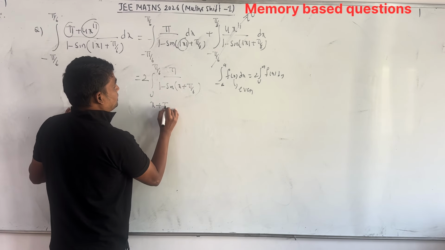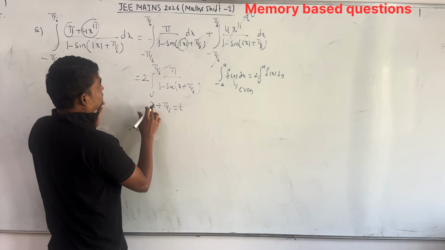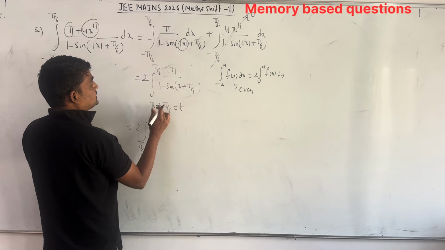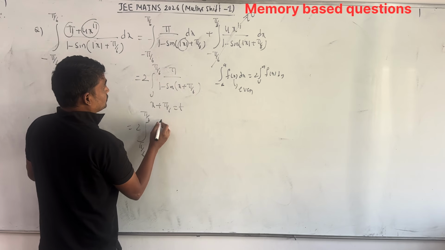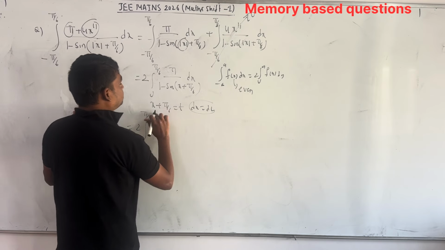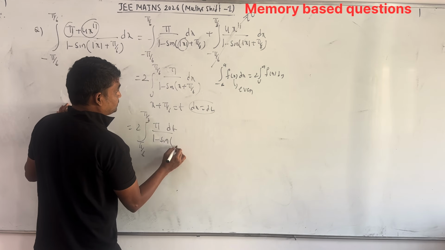Let us assume x plus pi by 6 as t, so that we can change our limits also. Substitute x as 0 here, t will become pi by 6. Substitute x as pi by 6 here, pi by 6 plus pi by 6 is pi by 3. Now if you differentiate both sides, dx will become dt. So the integrand becomes 1 minus sine of t.